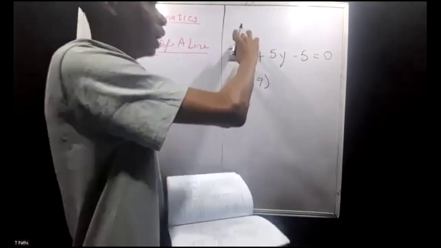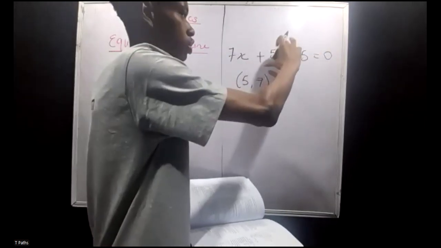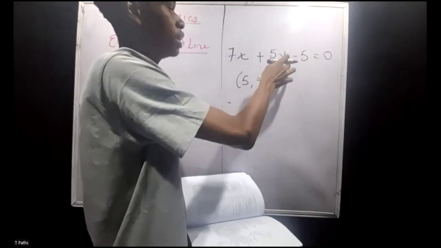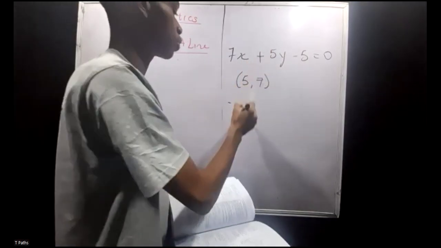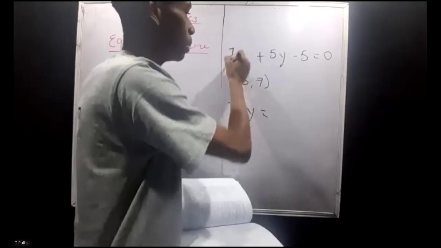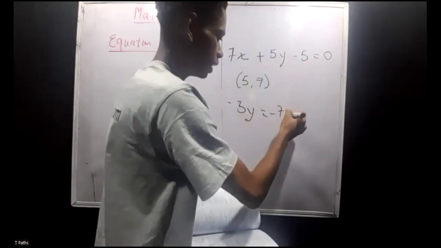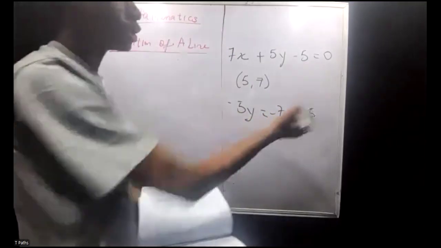So the first thing is we have to get the slope of this equation. How do we do it? We write this in the slope intercept form. So it becomes 5y = -7x + 5, bringing this to the other side. Then I'll divide through by 5.